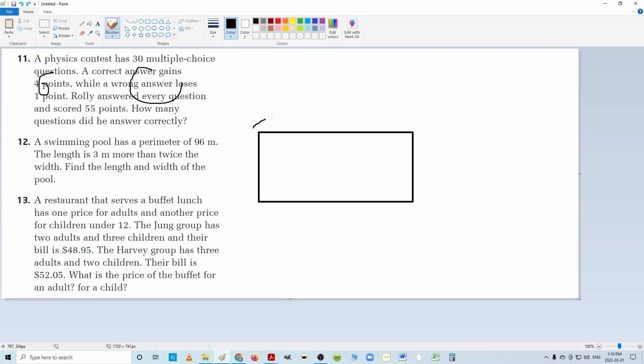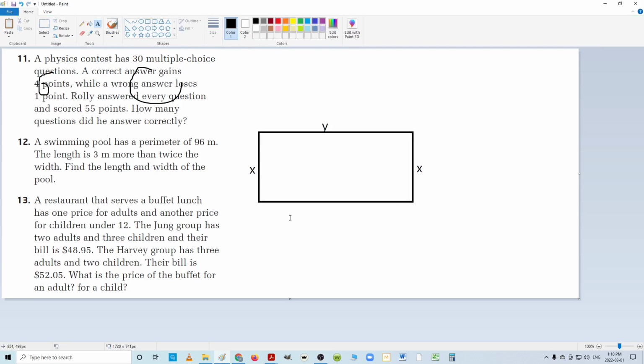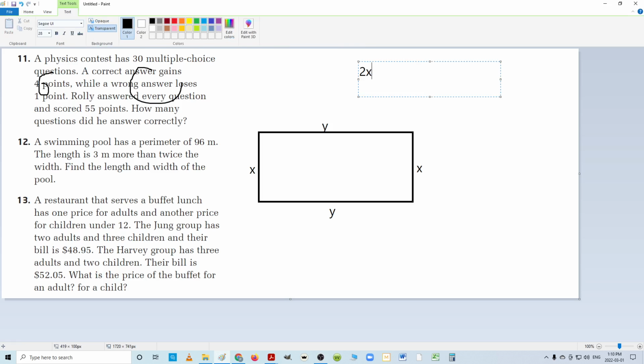Perimeter means if I add up this length and this side and this length and this side, they all add up to 96. But let's use x and y. We'll call the longest sides y and the widths x. How many x's do you see? How many y's do you see? I see 2 y's and 2 x's. That means 2x plus 2y add up.